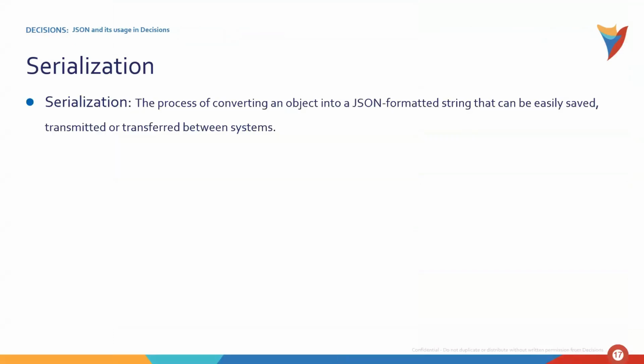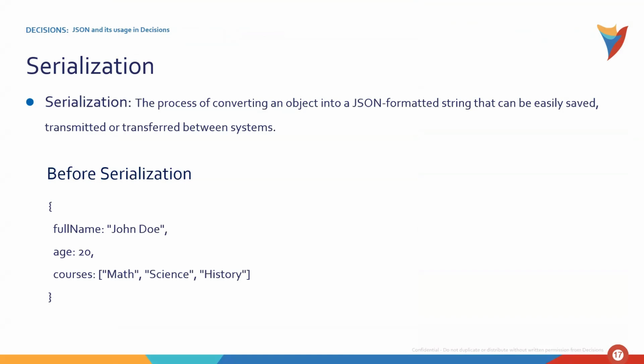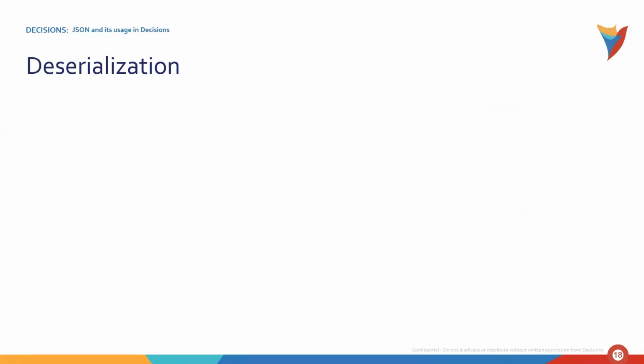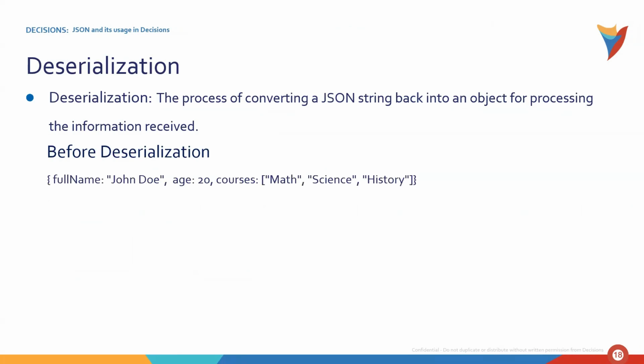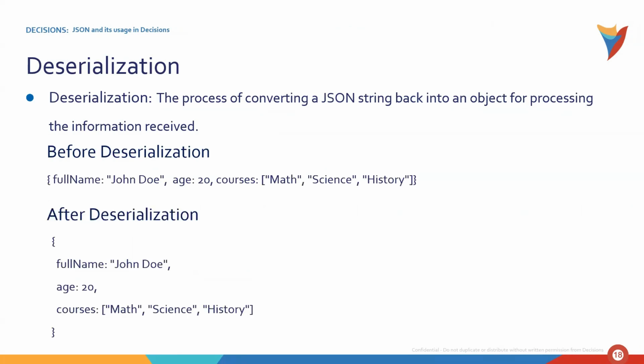To process this data further, we should understand the concept of serialization and deserialization. Serialization. The process of converting an object into a JSON formatted string that can be easily saved, transmitted, or transferred between systems can be termed as serialization. Before serialization, the JSON data looks like this, whereas after serialization, it is converted into a string format. Deserialization. It is the process of converting a JSON string back into an object for processing the information received. Before deserialization, the data is in the form of a string which bounces back to its original structure after deserialization.